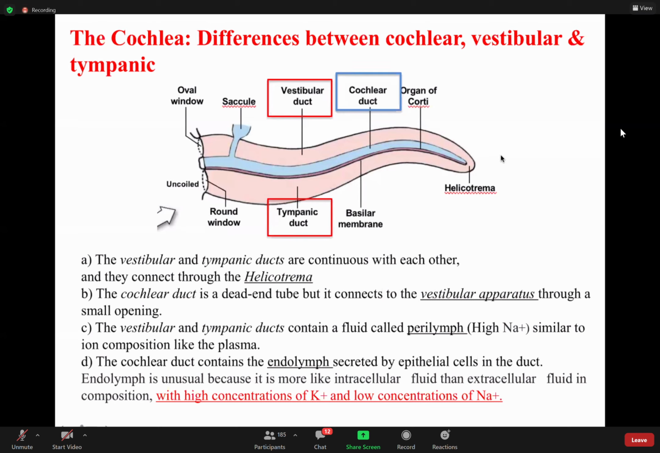Hair cells are usually replaced by stem cells. Okay, guys, this brings us to the end of today's session. If you don't have any other questions.